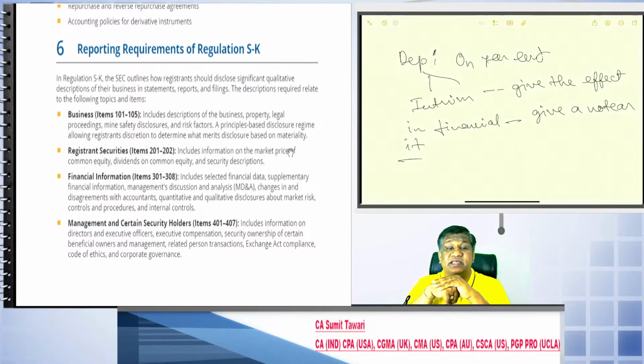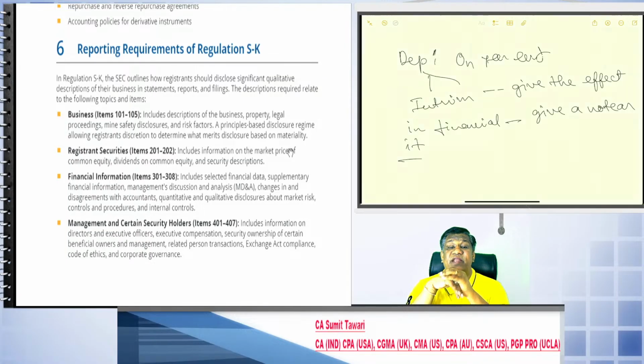Okay, through Form S-K, registrant securities include information on the market prices of the common equity, dividends of the common equity, and the security description. Financial information includes related financial data, supplementary financial information, management discussion and analysis, changes in and disagreements with accountants, quantitative and qualitative disclosure about market risk, and controls and procedures and internal control. Okay, so if any deviation or any disagreement, you can report through the financial information through Regulation S-K.